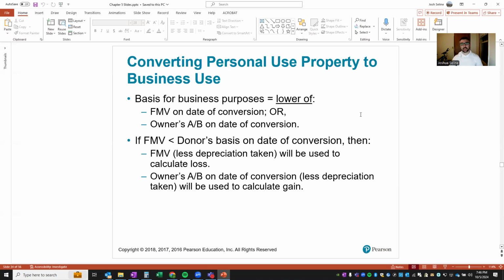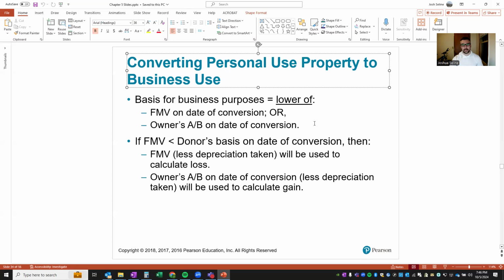I can't put that into a business and then claim depreciation expense of 10,000. It's got to be 5,000, because otherwise it would be really easy to take advantage of the IRS and the tax law system if I could just use a higher fair market value for business purposes. This is to stop people from trying to take advantage of the tax system. And if the fair market value is less than the donor's basis at the conversion, then you get fair market value less your depreciation taken. That's going to be used to calculate your loss, or the owner's adjusted basis on the date of conversion to calculate the gain.